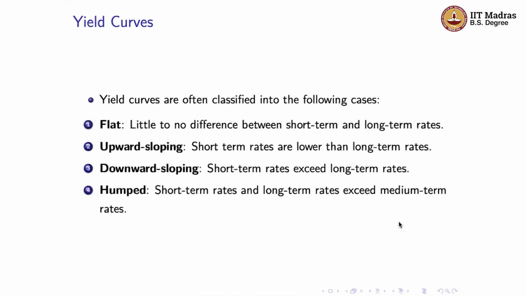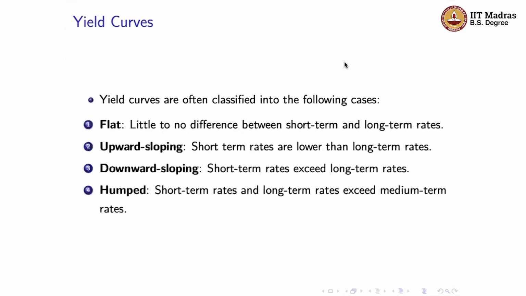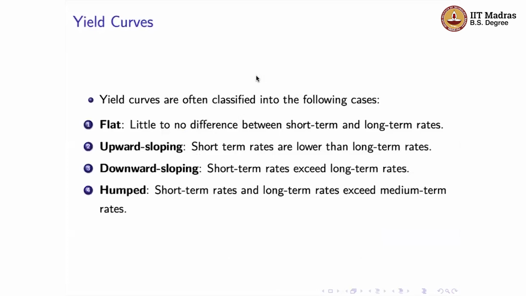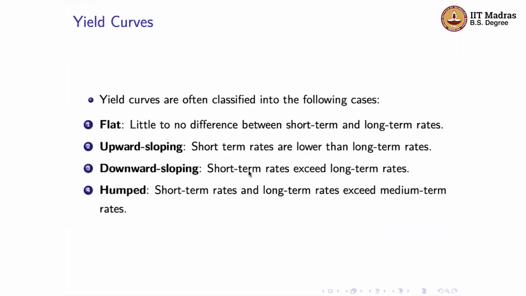When we say that we have a flat yield curve, this was the case, for example, in January 2007, there's basically little to no difference between short-term and long-term rates. If you have an upward sloping curve, which we had, for example, in December 2021 or in May 2011, this would correspond to the case where the short-term rates are lower than the long-term rates. Sometimes you might have this downward sloping case, which was the scenario in December 1980, where the short-term rates actually were higher than the long-term rates.